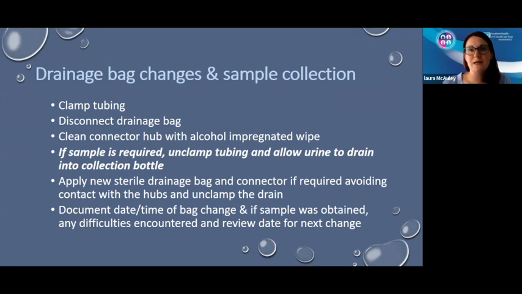So there's not the same sampling port that there is within the urethral catheter bag. So you do just need to allow the urine to drain, and realistically it comes out in drips. It just goes drip, drip, drip into the wee tube.